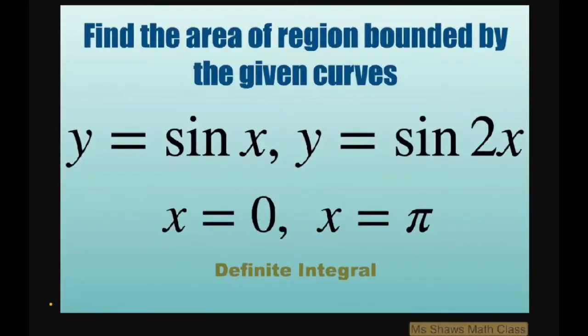Hi everyone, we're going to find the area of the region bounded by the given curves y equals sine of x, y equals sine of 2x, x equals 0, and x equals pi. I want to first find the intersections between these two curves, so let's do that first. We're going to set y equals y.